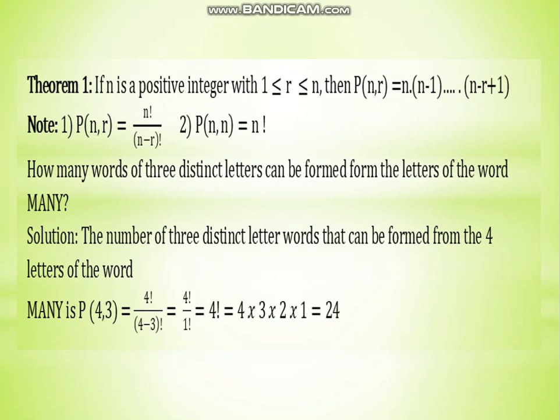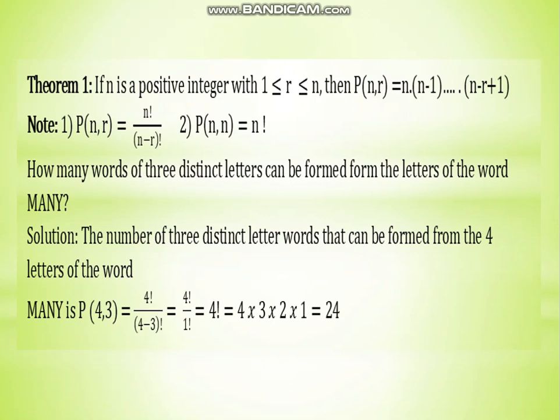Theorem 1 states that if n is a positive integer with 1 less equal r less equal n, that means out of the total n objects we are going to select r, then PNR is equal to, that means the selection or the choice for the first position we have n number of choices, for the second position we have n minus 1 and so on.